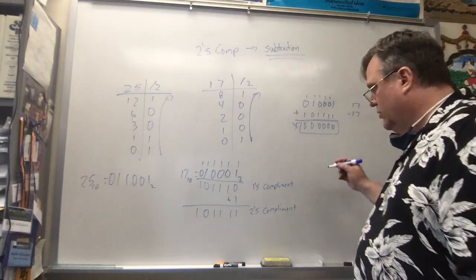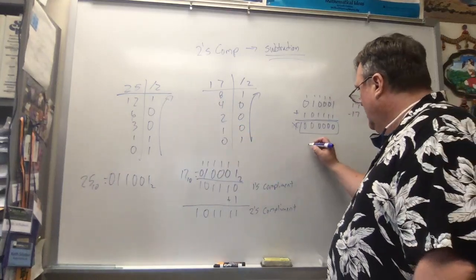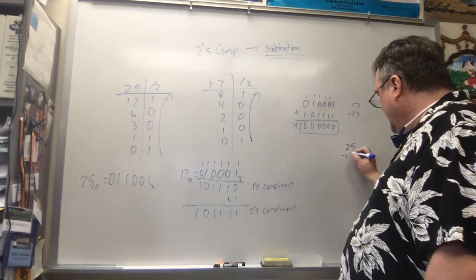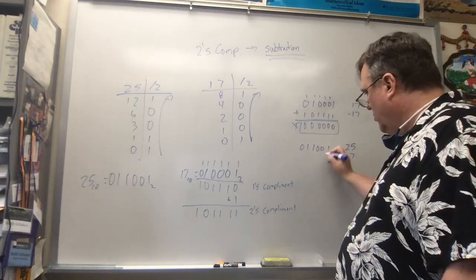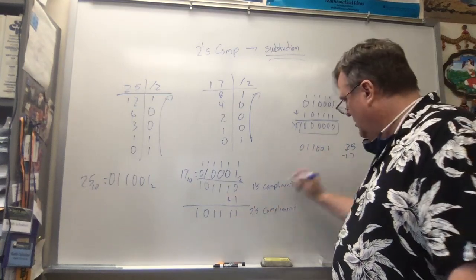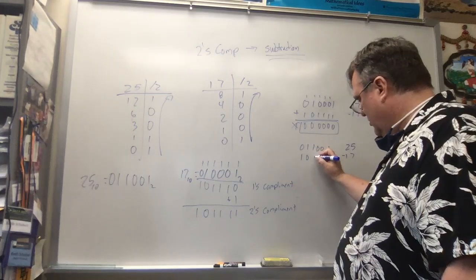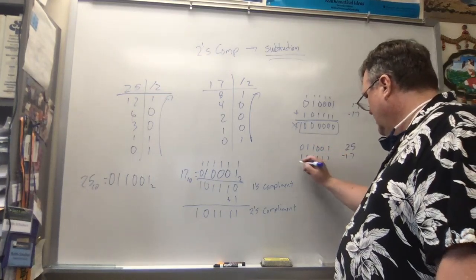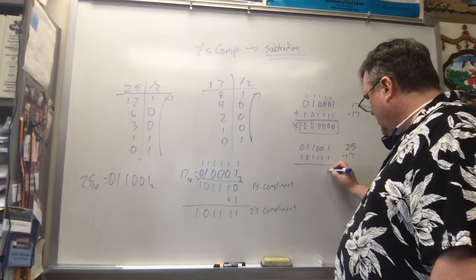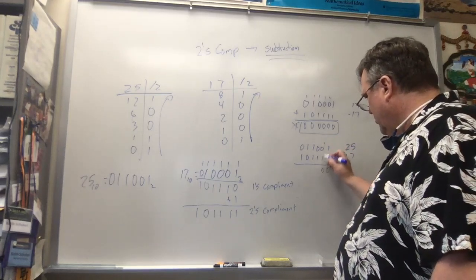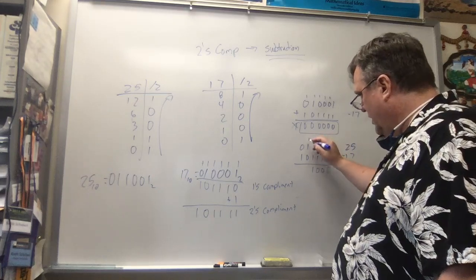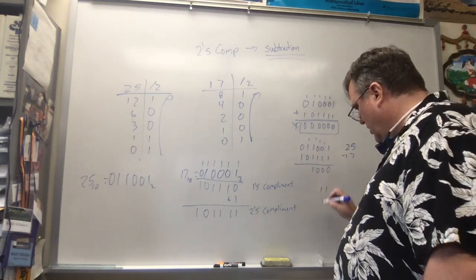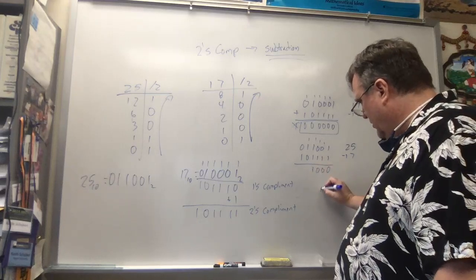We'll do one other check, which is 25, our original problem. We said 25 minus 17. 25 is 0, 1, 1, 0, 0, 1. And minus 17 in 2's complement is 0, 0, 1, 1, 1, 1. 1 plus 1 is 0, carry a 1. 1 plus 1 is 0, carry a 1. 1 plus 1 is 0, carry a 1. 1 plus 1 plus 1 is 3. 3 is 1, carry a 1, because 1, 1 is 3. So the low one goes here and the high one goes there.